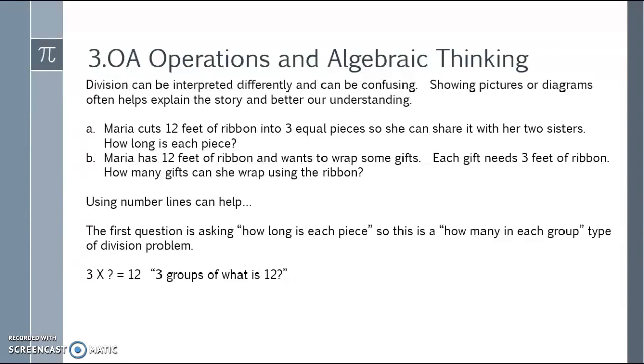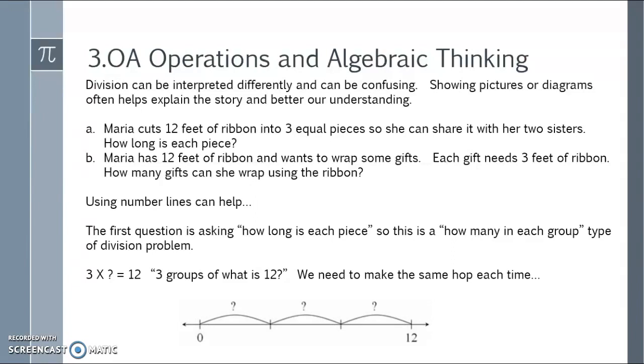All right, so the second question is asking, since each gift needs 3 feet of ribbon, how many gifts can we wrap using the ribbon? So we want to know how many of each group. Okay, so, number lines, I apologize. Ignore everything I just said. We're going to use number lines instead of a tape diagram. So still the same problem, just using a number line.